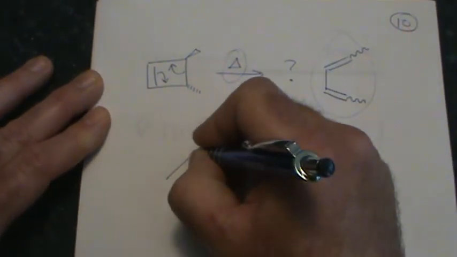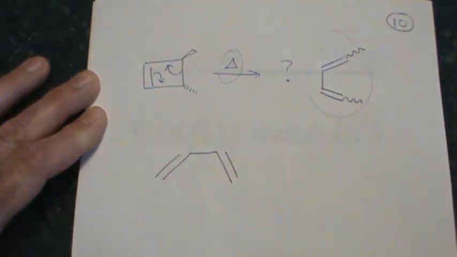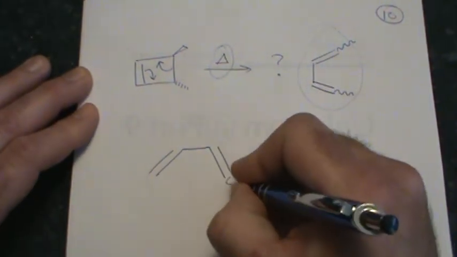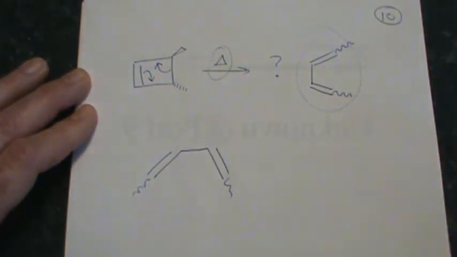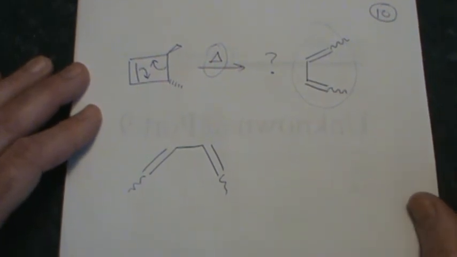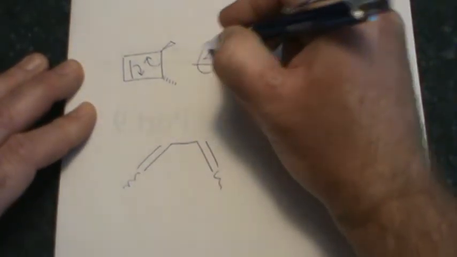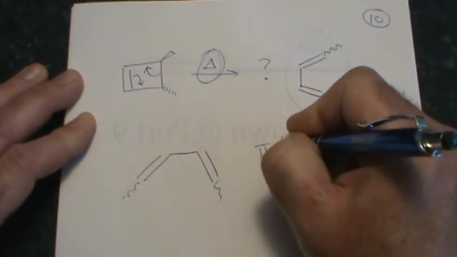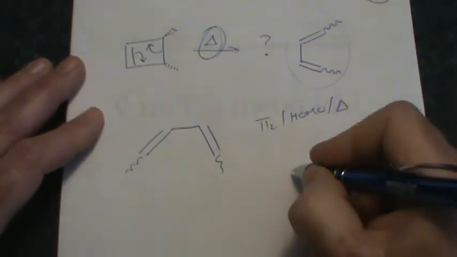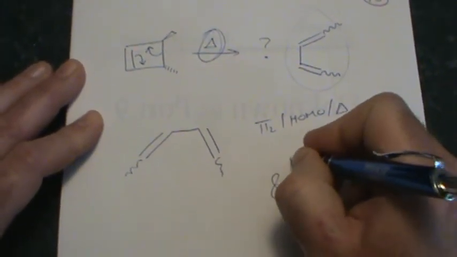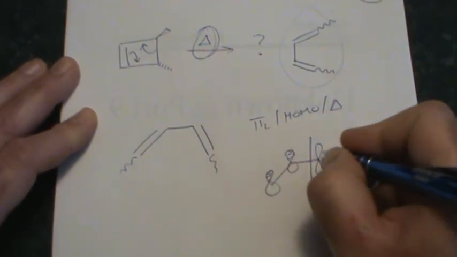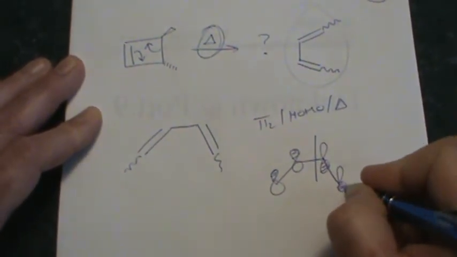So I'm going to go ahead and draw my butadiene. That is my ring open species. I don't really know where those methyl groups are. We're going to figure it out. But I want to focus on the highest occupied molecular orbital of this species under thermal conditions. That would be pi 2. So there's pi 2.